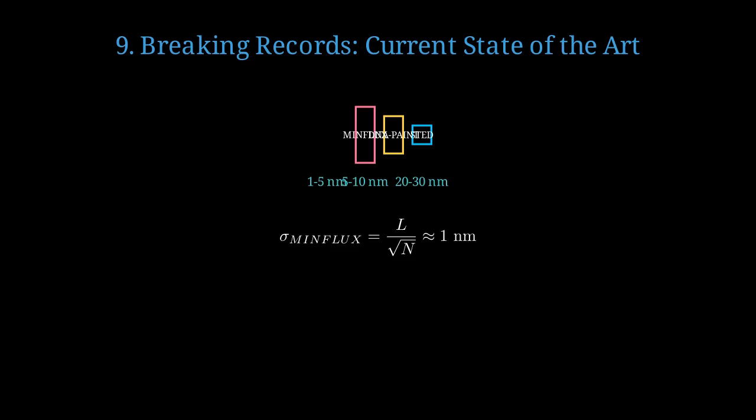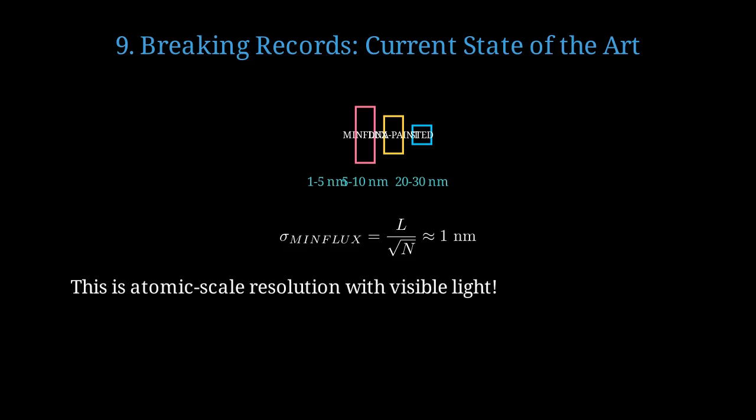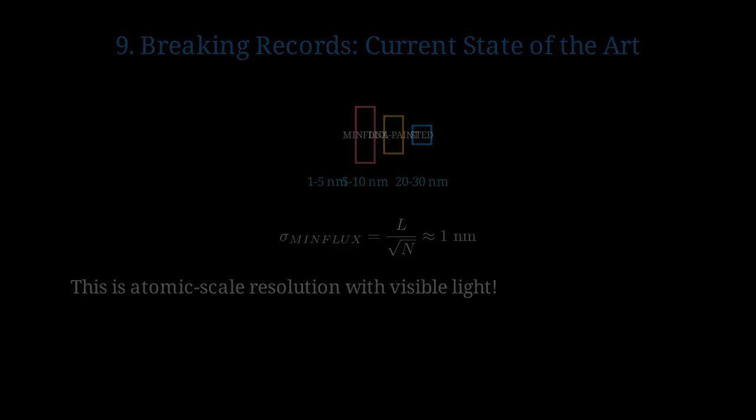MINFLUX resolution scales as L, the pattern size, divided by square root of photon number n. With careful optimization, this reaches the astonishing 1 nanometer regime. 1 nanometer resolution means we're approaching atomic scale imaging with ordinary visible light, something that seemed impossible just decades ago. But these techniques aren't magic. Let's discuss practical challenges and fundamental trade-offs that researchers face.